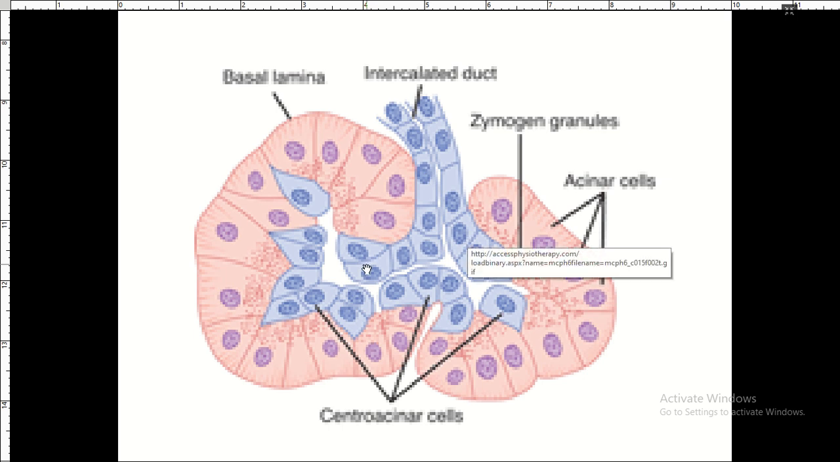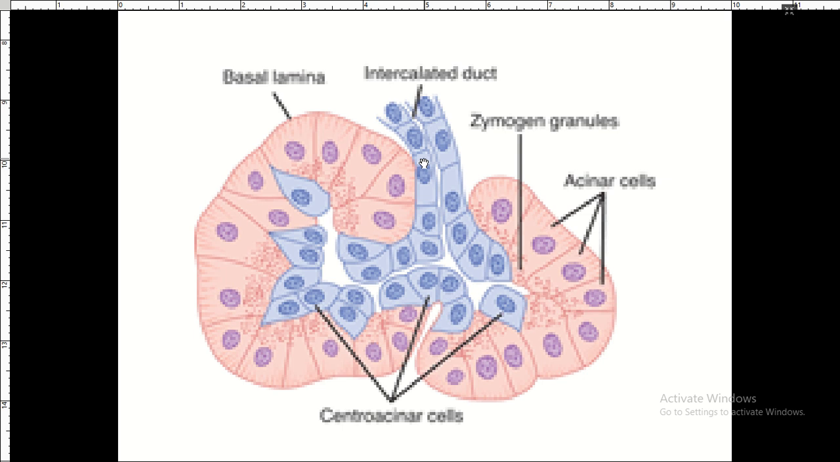Then these granules give the eosinophilic part of the acinar cell, right? So you can appreciate that this is your intercalated duct, and it's going to send cells that will form the centroacinar cells that will be at the center of these pancreatic acinar cells. So they will be secreting their digestive enzymes into the centroacinar cells, and then they later drain into the intercalated ducts.